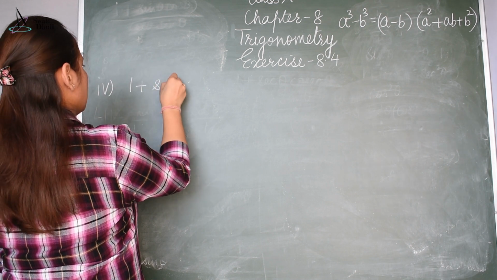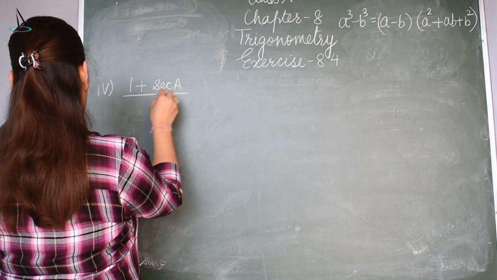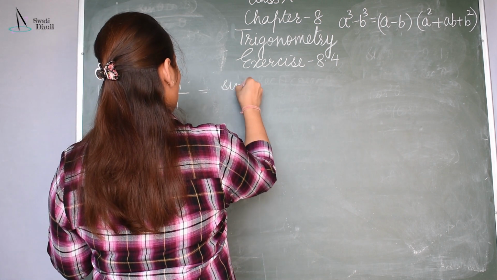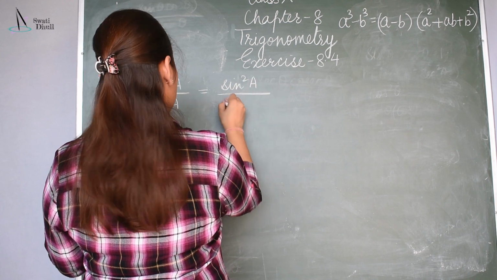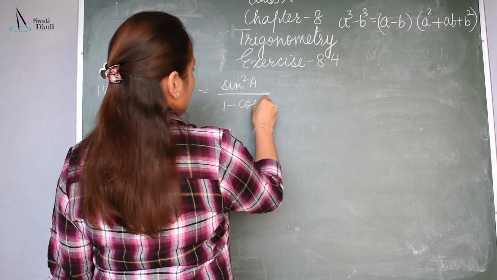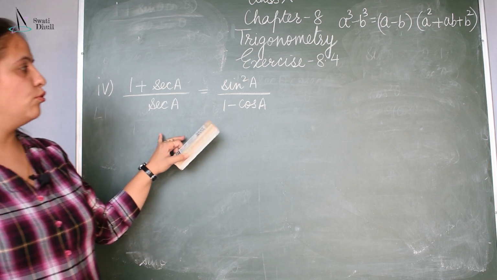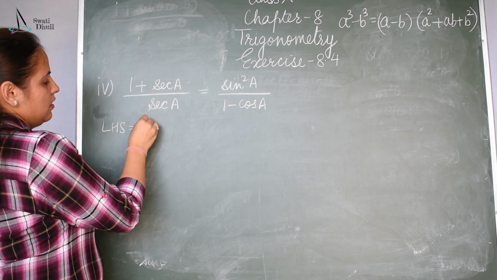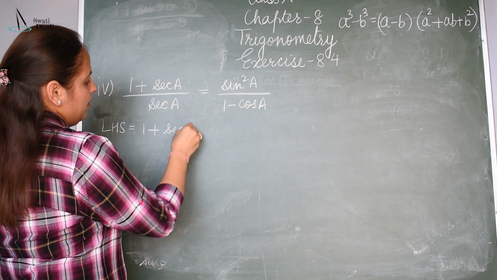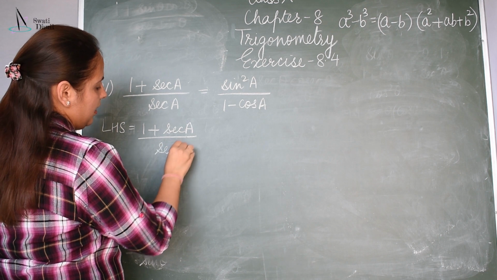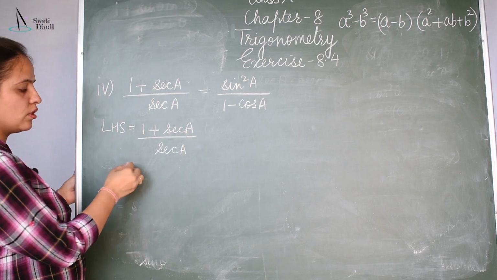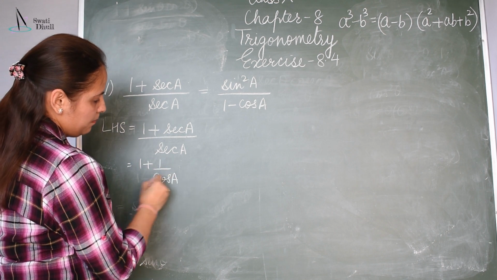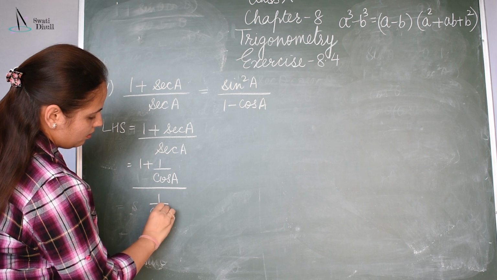One plus secant A divided by sec A is equal to sin square A divided by 1 minus cos A. Now you need to prove this. So what will I do? I will take the left hand side first. So 1 plus sec A divided by sec A. What I have to do is convert it into sin and cos. So sec can be written as 1 by cos A, divided by 1 by cos A.